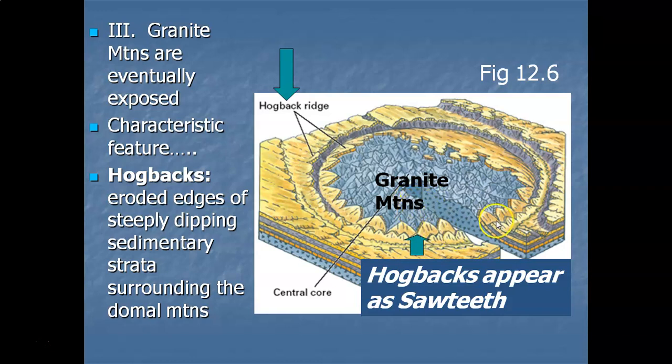They're the eroded edges of the steeply dipping sedimentary strata surrounding the dome. So remember, the sedimentary strata was tilted on up, and so dipping or tilted. And so you've got the remaining eroded edges. And the hogbacks appear as sawtooth ridges.